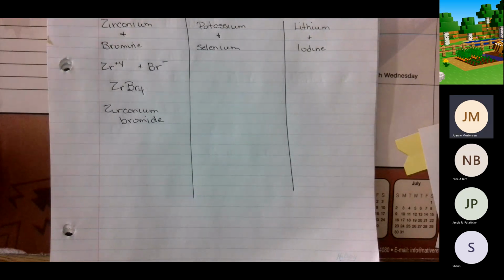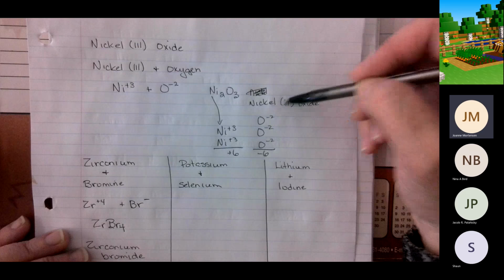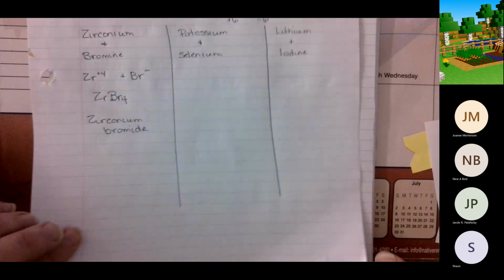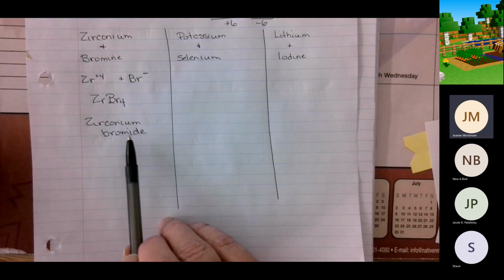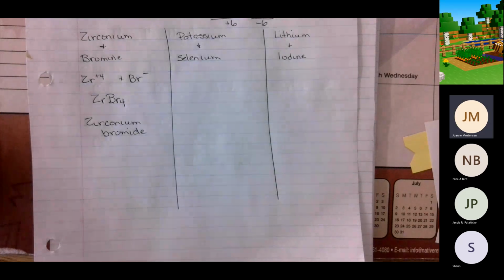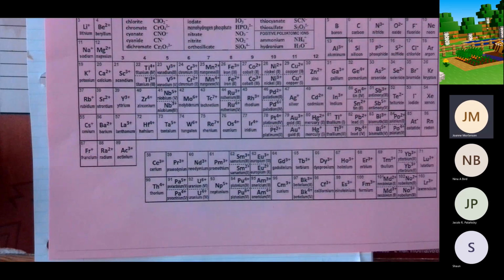I have a question though. Up here, when I named it, I had to name it nickel 3 oxide. Do I need to call this zirconium 4 bromide? Anybody want to guess? I got a yes and I got a no. Why is it a no?